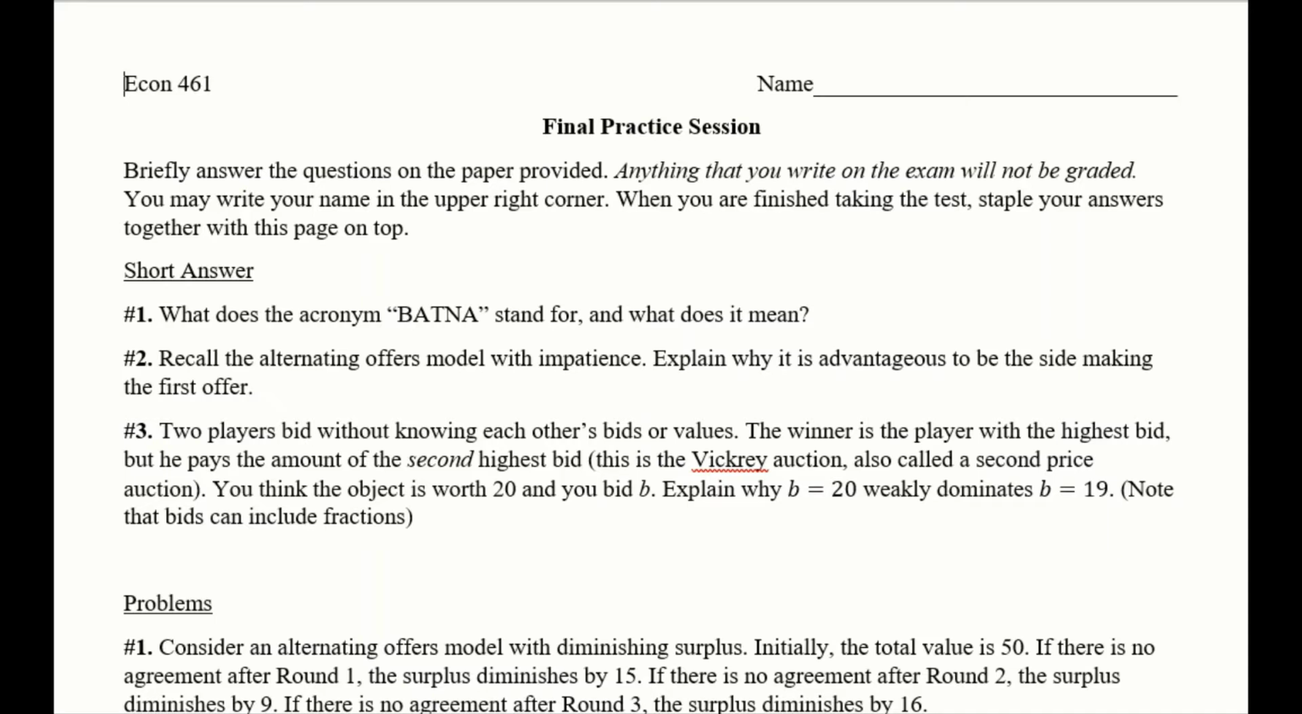We're looking at our practice session today. So by now you have finished all the problems. Next step, we go over the answers together. We'll start in the short answer section. Number one asks you, what does BATNA mean? And what does the acronym stand for?